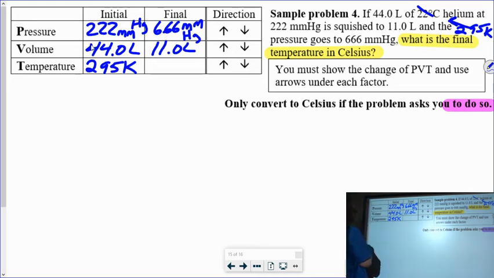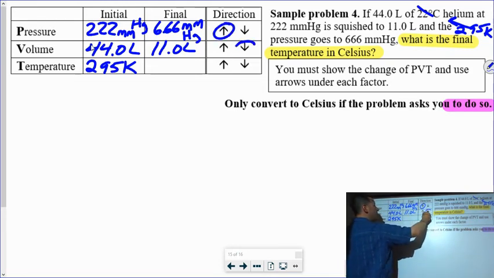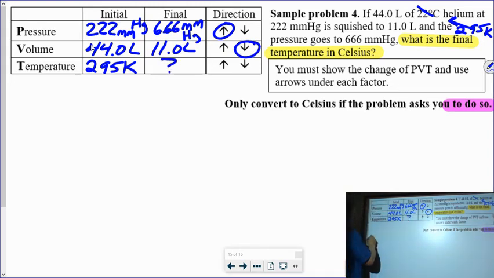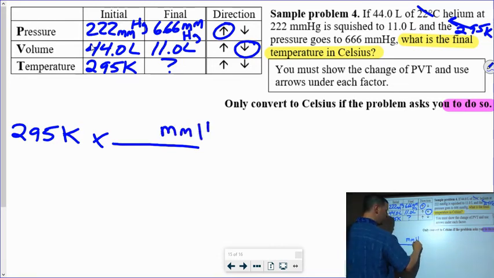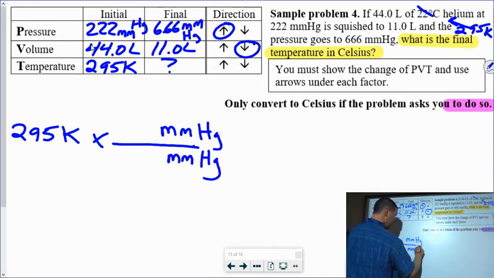So we start with the piece of data that doesn't have a partner, and we fill out our data table. Our pressure is going up. Our volume is going down, and we don't quite know what that's going to do to our temperature. So 295K goes there, multiplication sign, division bar. The other two do, in fact, have partners. So one partner goes on top, millimeters of mercury, and the other millimeters of mercury. And at the end, these two will cancel each other out label-wise and leave us an answer in Kelvin.